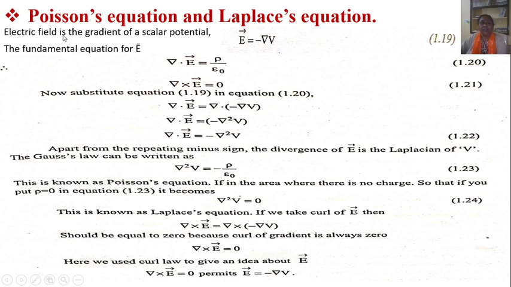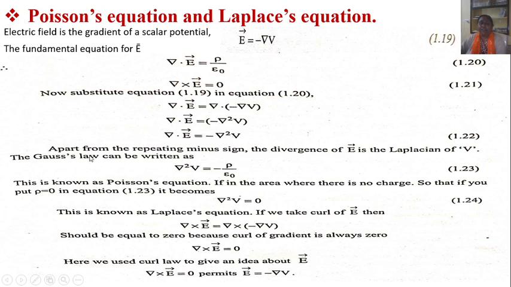Now the electric field is the gradient of the scalar potential: E equals minus del V. The fundamental equation is del dot E equals rho upon epsilon 0, and also we know del cross E equals 0. Now putting equation 1.19 in equation 1.20, we get del dot E equals del dot minus del V, that is del dot E equals minus del squared V.